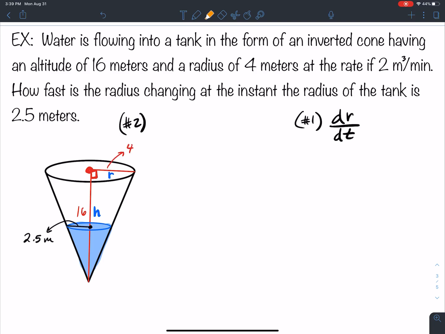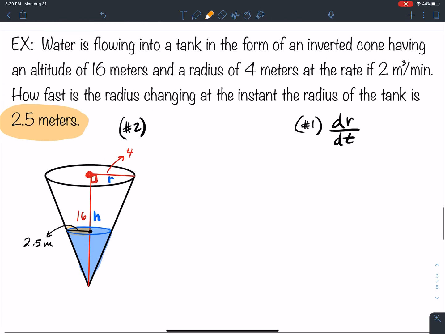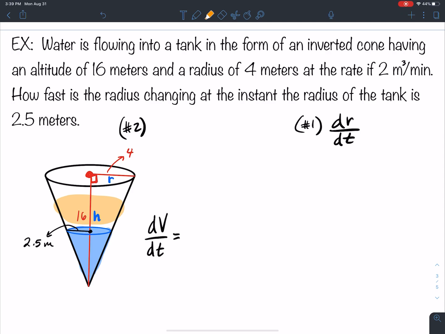Now I want to write down what I know. I know that I'm looking for how fast the radius is changing at the instant where the water in the tank has a radius of 2.5 meters. So since it's less than the 4 meter radius, I know that the water isn't all the way up to the top yet. As the water level increases, so does the radius. The radius gets larger.